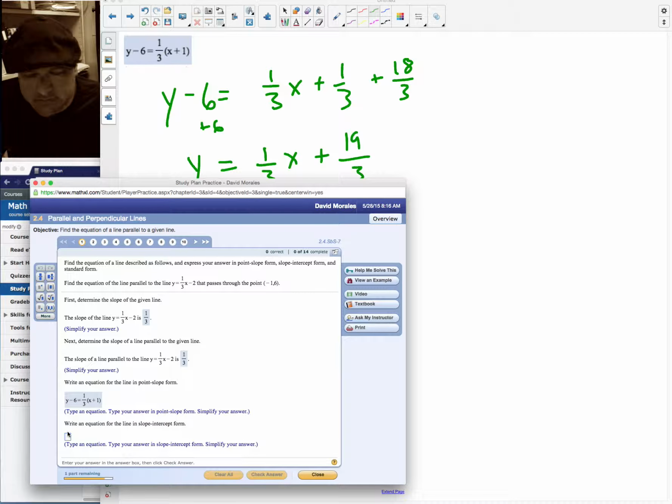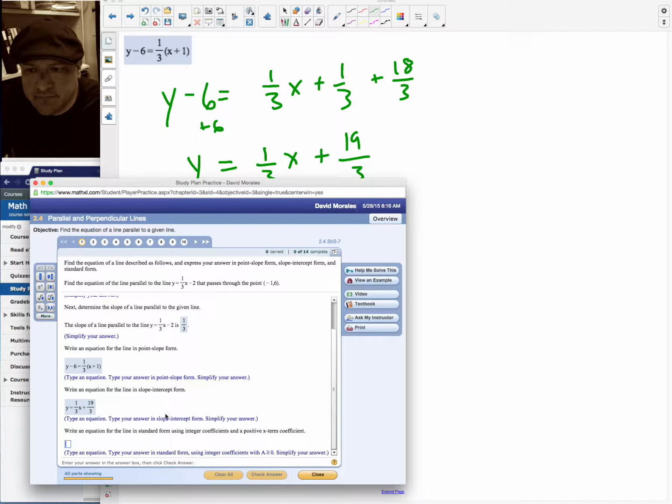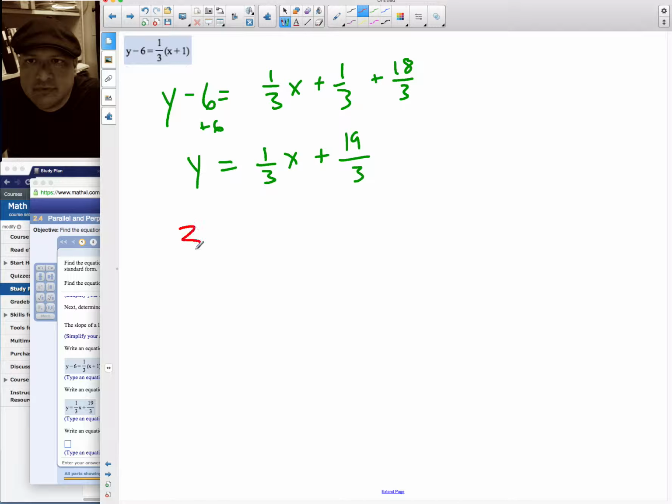y equals 1/3 x plus 19/3. Using integer coefficients, what that means is we have to multiply everything by 3 to get rid of the fractions. 3y equals x plus 19. You just multiply this by 3, here the 3's cancel out, here the 3's cancel out.